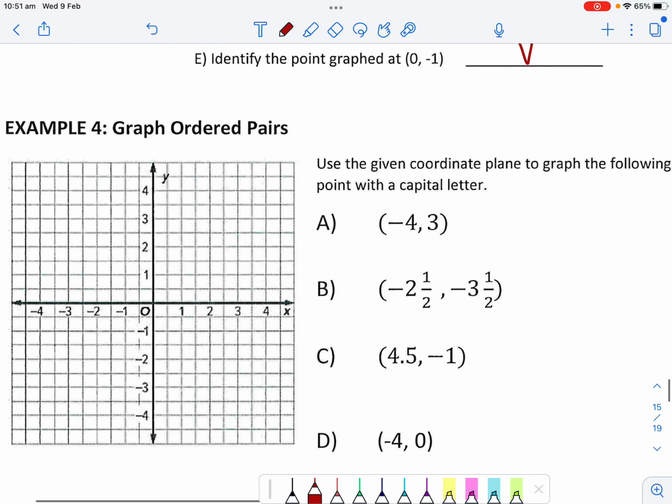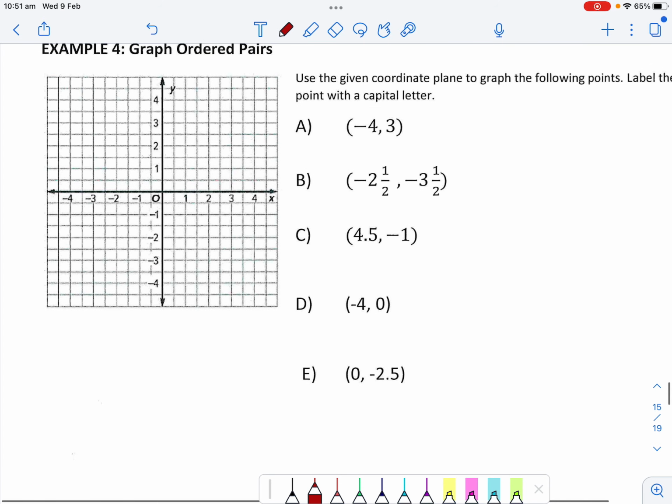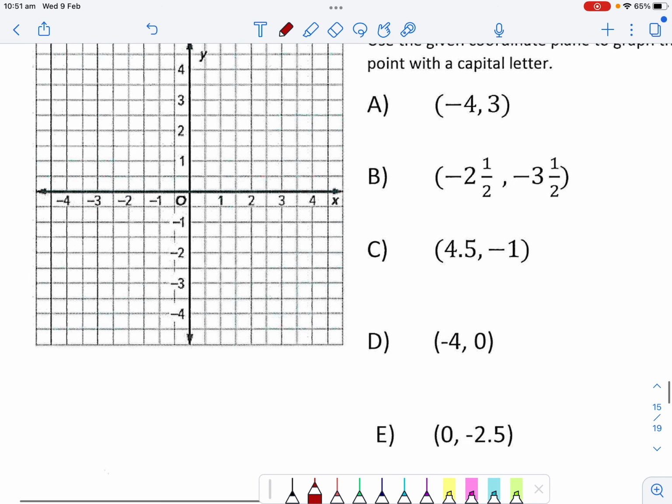Example 4, we're going to be graphing the ordered pairs. Now this graph also counts by 0.5s, even though the graph is a little bit closer together. So -4, 3, I'm going to go -4 and then up 1, 2, 3. And I'm going to label that with a capital letter A, because I'm going to be plotting several points on this grid, so I want to know which point is represented by which ordered pair.